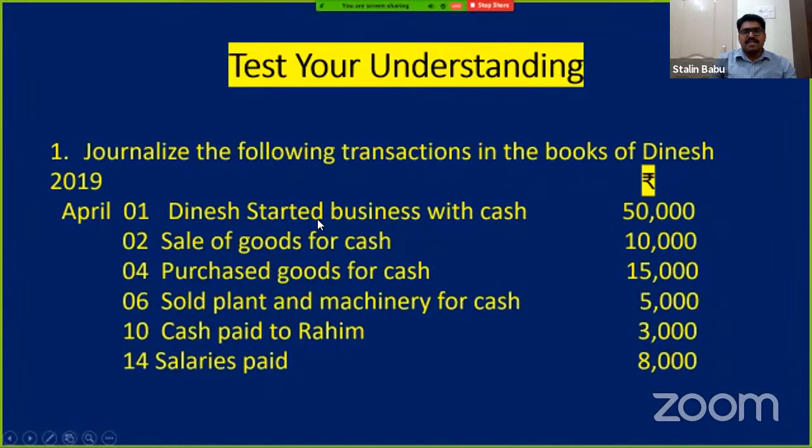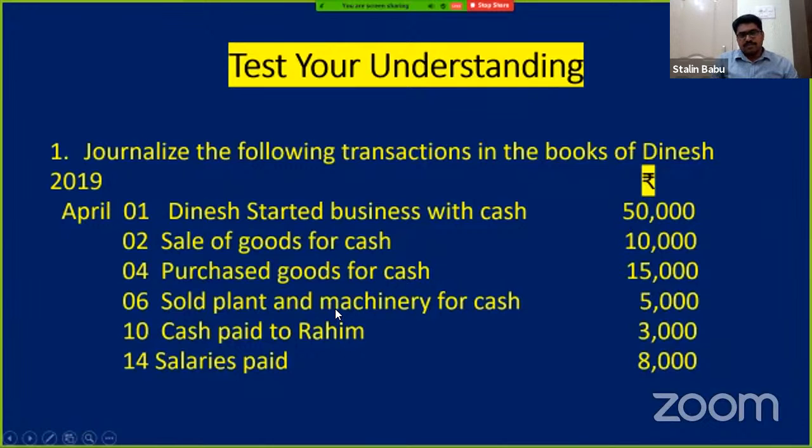Dinesh started business with cash rupees 50,000. And on 2nd, sale of goods for cash 10,000. On 4th, purchase goods for cash 15,000. On 6th, sold plant and machinery for cash rupees 5,000. And 10th, cash paid to Rahim 3,000. And 14th, salaries paid 8,000.